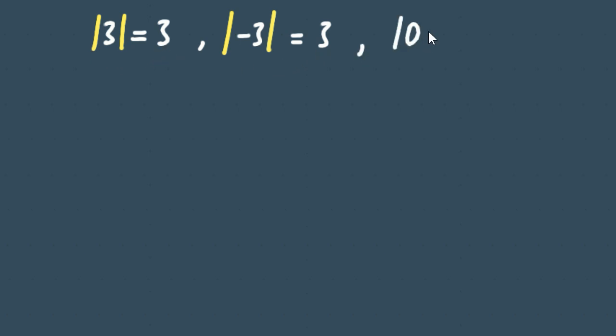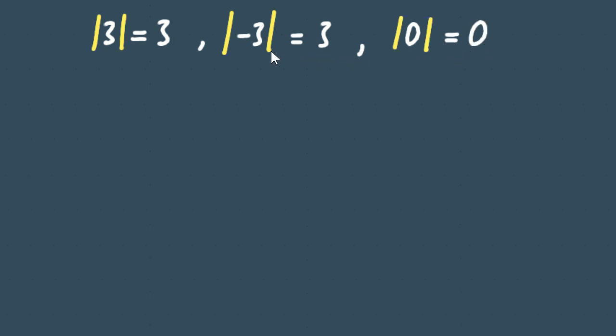The module of a number is denoted by two straight vertical dashes. The module of 3 is equal to 3. The module of the opposite number, -3, is also equal to 3. So the value of the module, or the absolute value of the number, is always a positive number. And the module of 0 is 0.